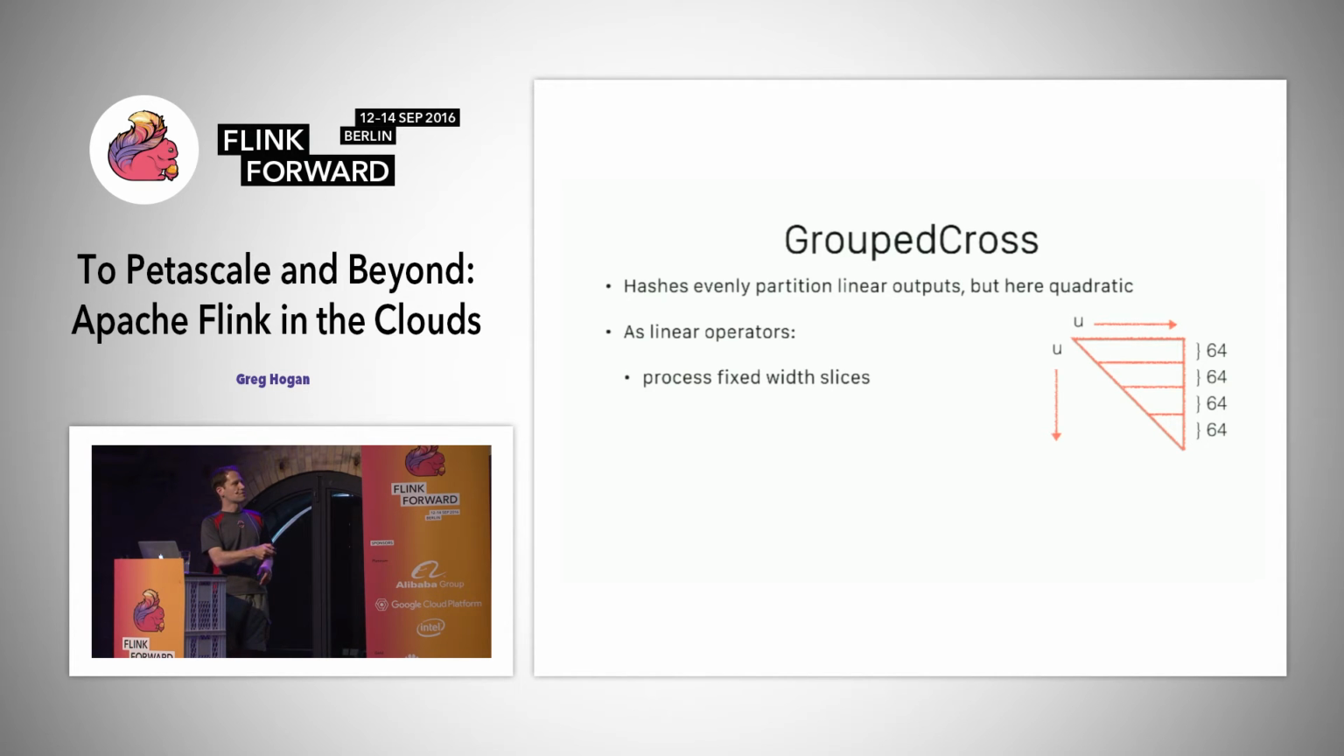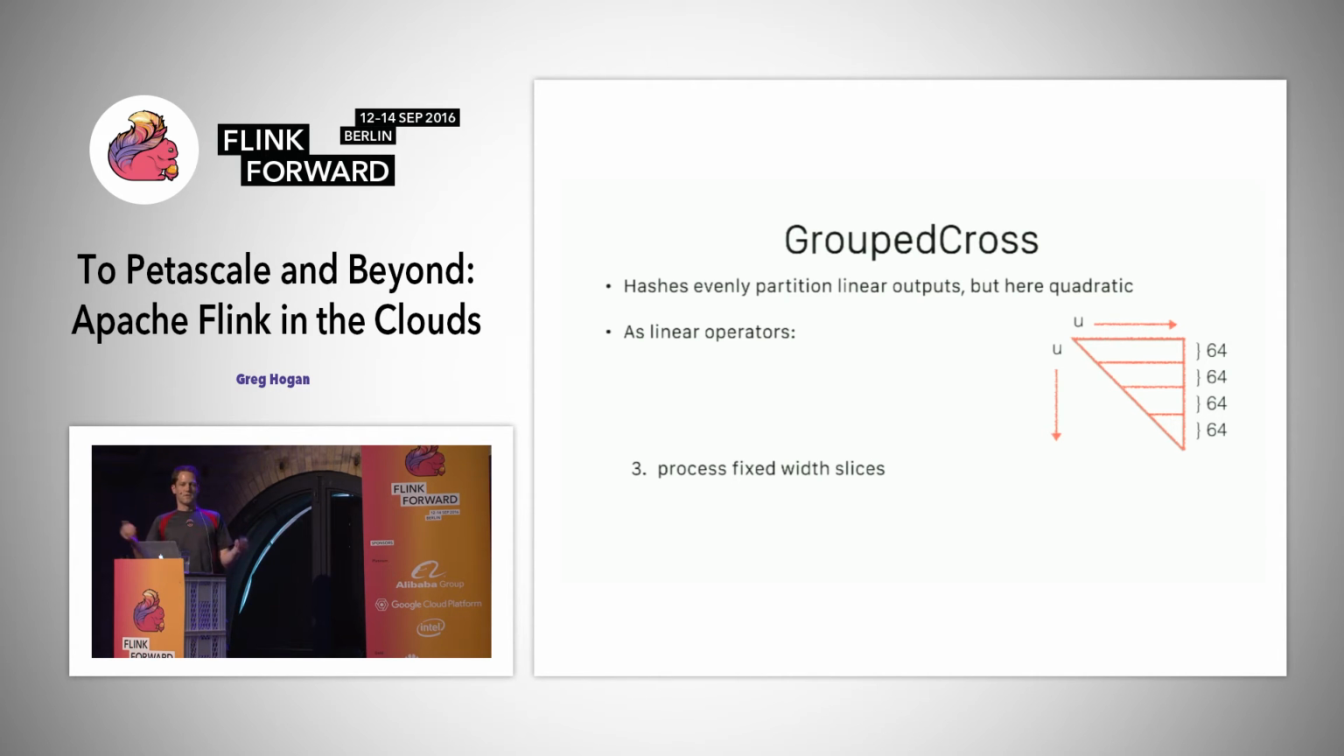What we end up doing is slicing our matrix with fixed width slices. So each slice now is linear in the degree, right? 64 times the number of neighbors. So we've now taken our quadratic computation and made it linear. Unfortunately, generating these slices is still quadratic. So that's step 3. We need to perform 2 steps.